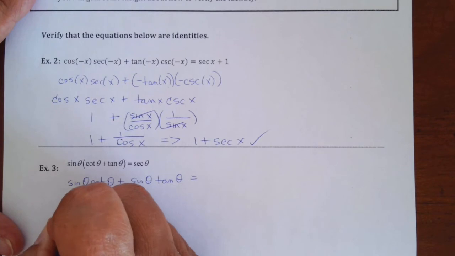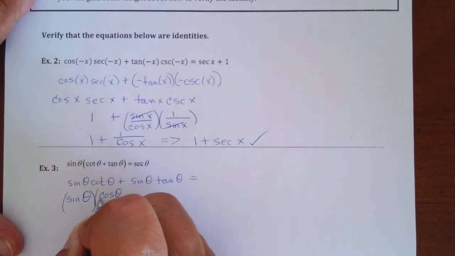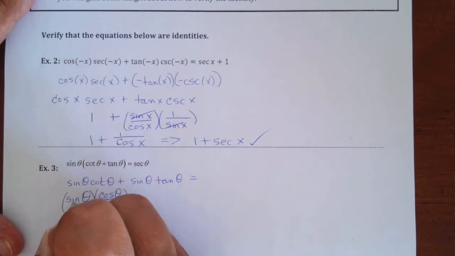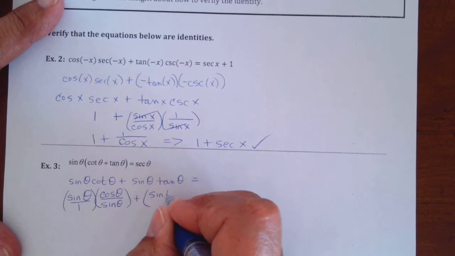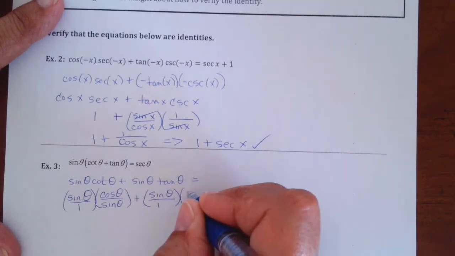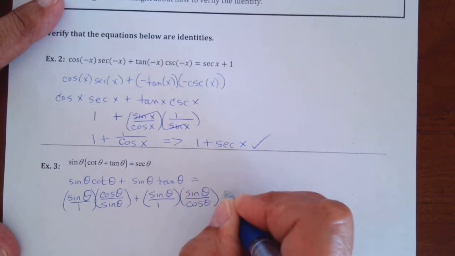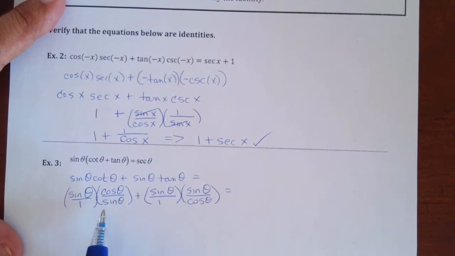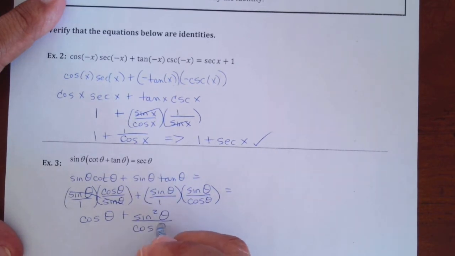So sine times cotangent. Cotangent is cosine over sine. And remember that the sine is over 1, if that helps you. Plus sine, which is over 1, and tangent is sine over cosine. All right, so here I have the sines canceling out and leaving me with just the cosine over 1. And over here I have sine squared, sine times sine in the top is sine squared over cosine.